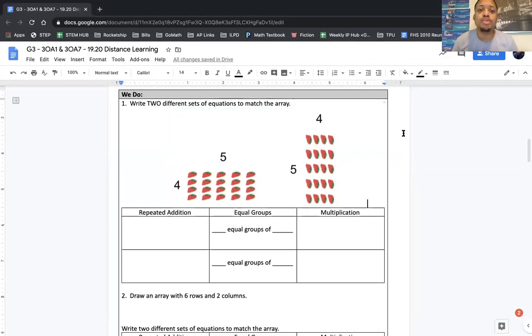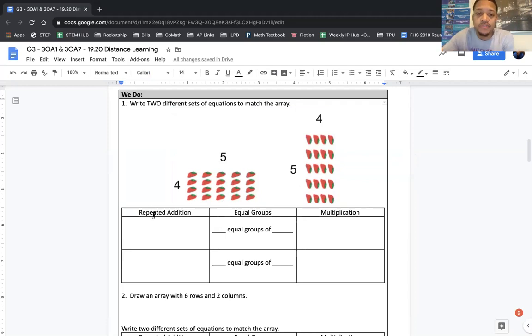It says, write two different sets of equations to match the array. So in my array, I see I have 4 rows of 5, and in the other array, I see that I have 5 rows of 4. And we know that rows go straight across and columns go up and down.